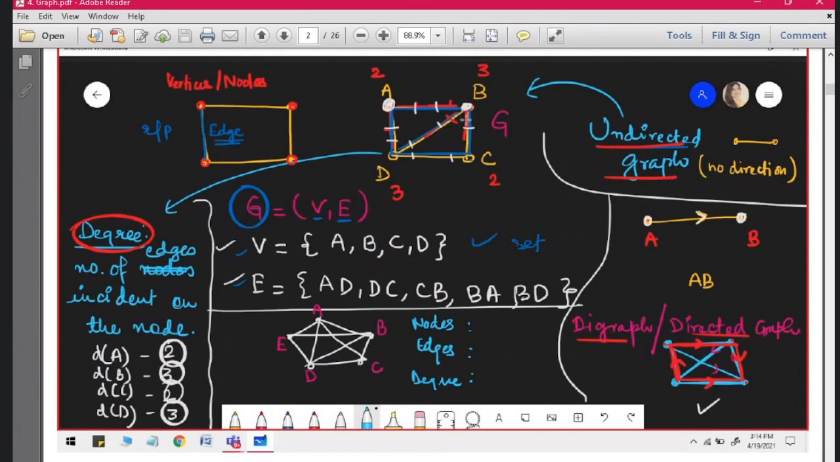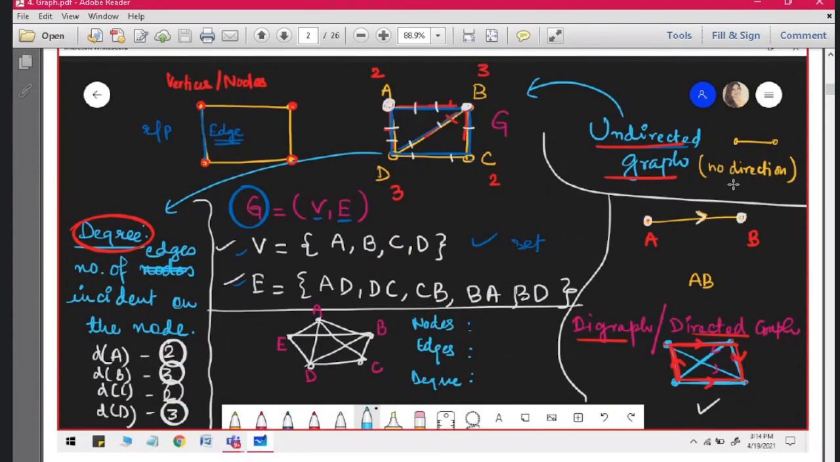Now if I talk about the degree of B, it is connected with 3 edges. So degree of B is 3. Similarly, degree of C is 2 and degree of D is 3. So I have written the degrees here. Now this graph is an undirected graph because there is no direction from one node to another node. So I can go from A to B as well as from B to A also. So this is an undirected graph.